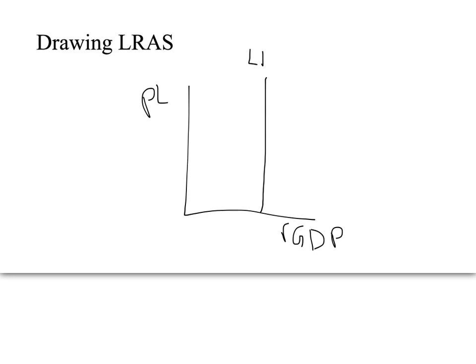Here's how you would draw a long-run aggregate supply. So we start with our price level and real GDP, and then it's very simply a vertical line. And we label that LRAS, and sometimes we can label it as potential output, because that's what it refers to in the economy.